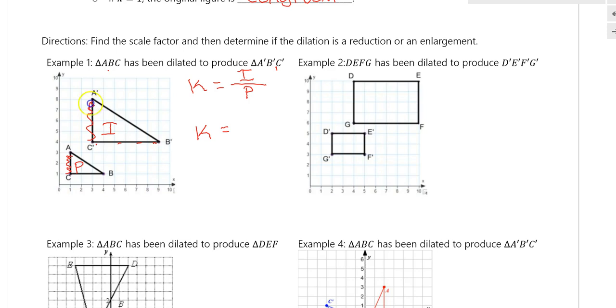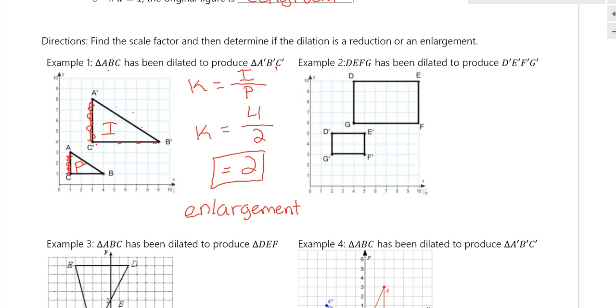How long is this one? 1, 2, 3, 4. Your pre-image is 1, 2. So your scale factor is 2. And then is this an enlargement or a reduction? Or are they congruent? Well, 2 is bigger than 1. So this is an enlargement. That also makes sense because we started here and went to here. The shape got bigger. And you should be able to see that as well.